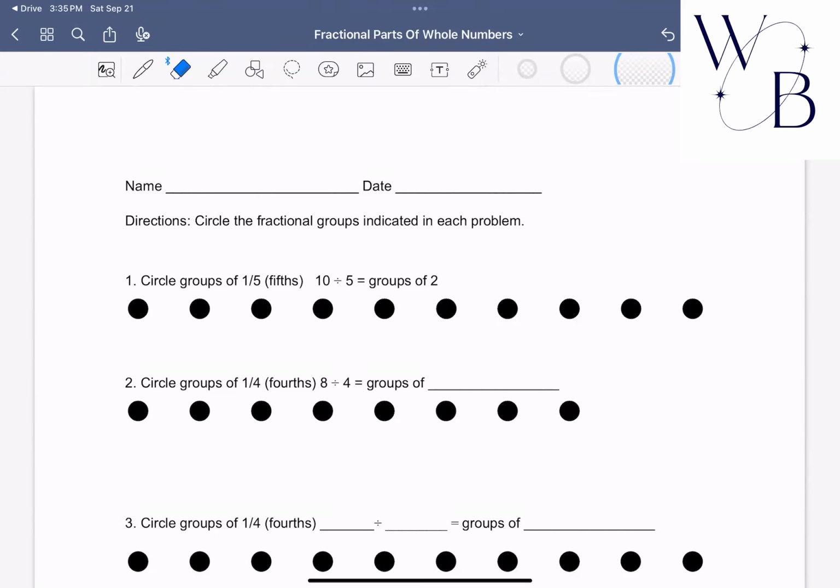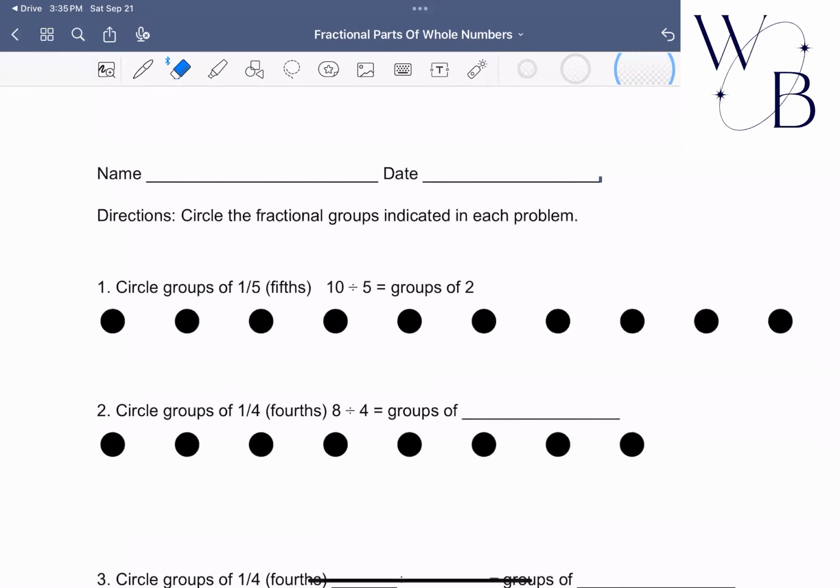Today, we're going to look at fractional parts of whole numbers. Let's look at the directions. It says, circle the fractional groups indicated in each problem. Circle groups of fifths. All right, so let's first see how much we have in total.